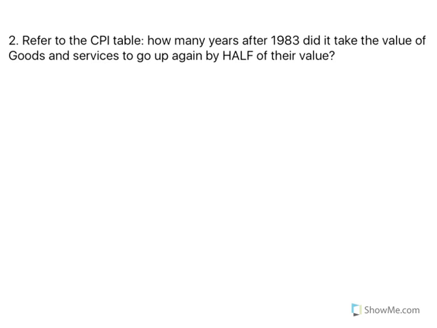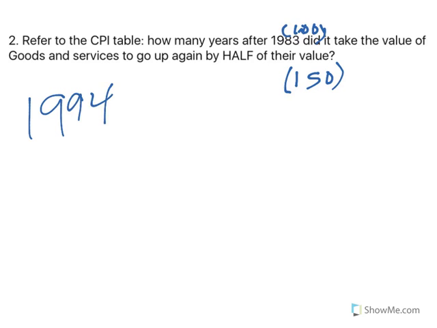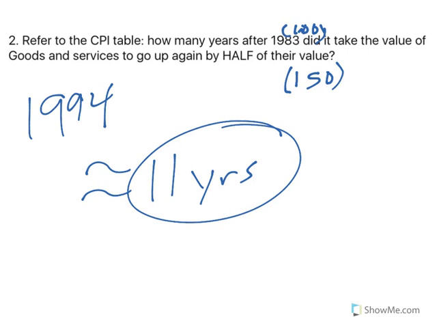Now, if you refer back to the CPI table, 1983 is our reference because that's when it's about 100. The question here says, how many years after 1983 did it take for the values to go up by half? If it's 100 and it goes up by half, we are looking for 150. And it hits 150 in 1994, which is roughly 11 years later. That's just using the table and recognizing what you're seeing.